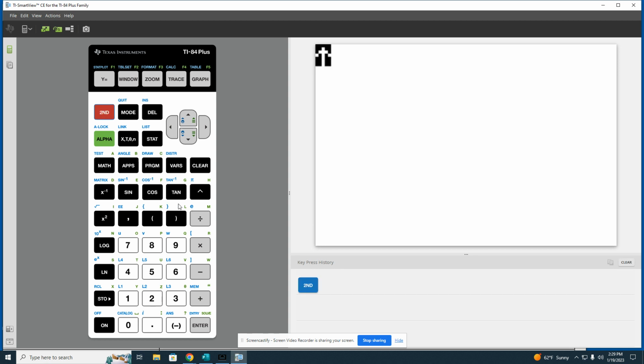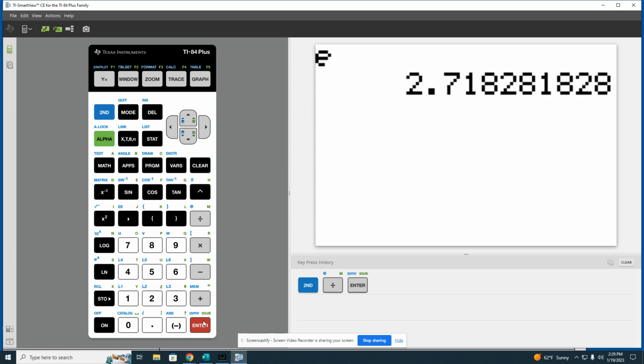If I go second, divided by, and push equals, sure enough, there is that mathematical constant we refer to as E, or Euler's number, and it's 2.718281828. Now, listen, this looks like it continues, but it does not keep going 1828. It's an irrational number that never repeats and never ends. Okay, Euler's number.